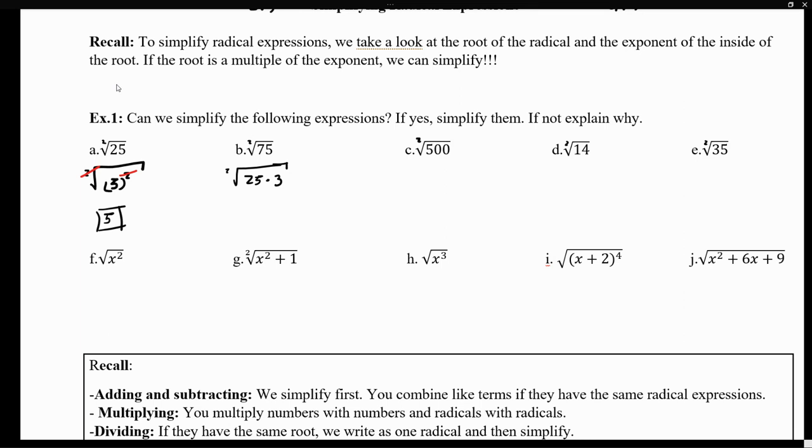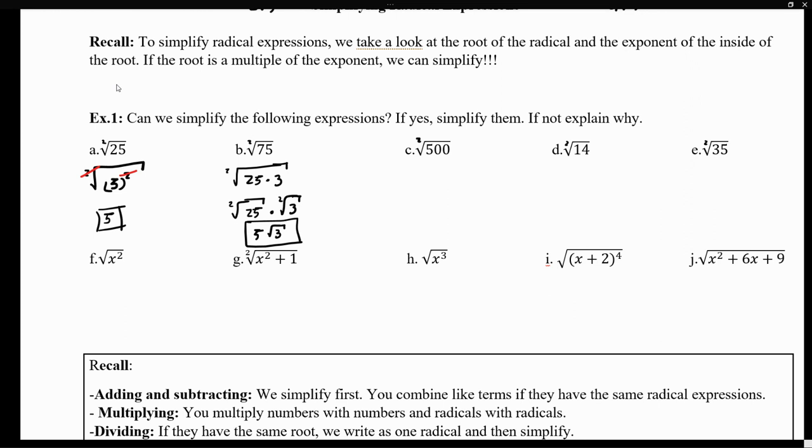And now that I know that 25 times 3 is equivalent to 75, I can just rewrite this expression as the square root of 25 times the square root of 3. Whenever you multiply two numbers inside the square root, that's equivalent to multiplying the square roots of the numbers. But I already know that the square root of 25 is 5, so now this becomes 5 times the square root of 3. So we were able to simplify it. The square root of 75 is equivalent to 5 times the square root of 3.